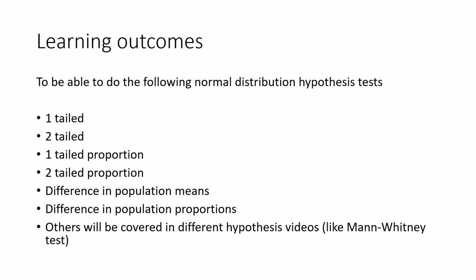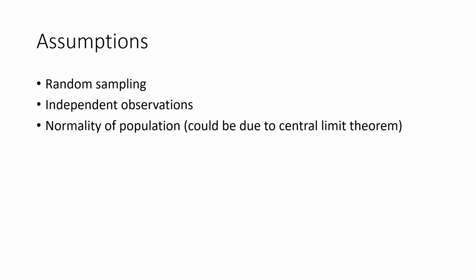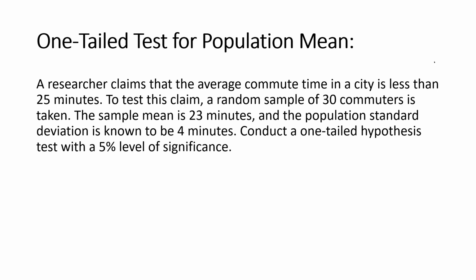Here are the tests that we will be covering in this video. If they're not covered in this video, they will be in another video about hypothesis tests. Some assumptions we make to do these tests are that the sampling method was truly random, the observations were independent, and the population distribution is normal. We'll start off with a one-tailed test for population means.